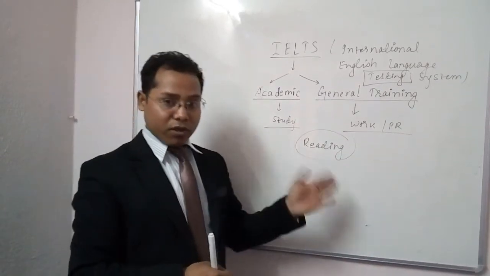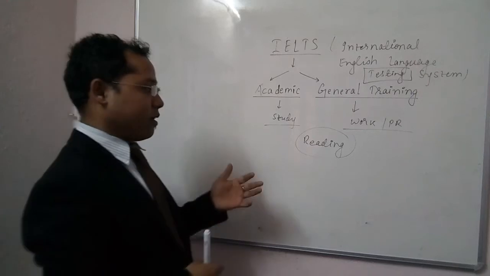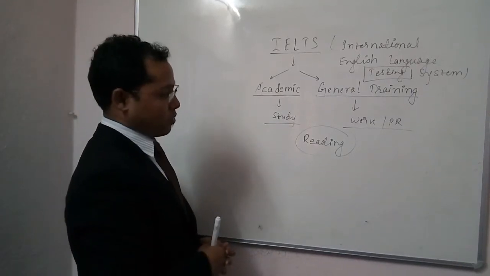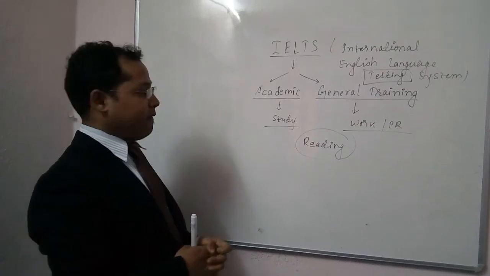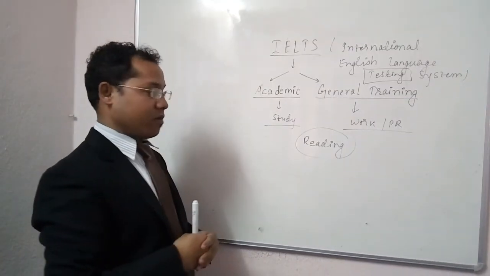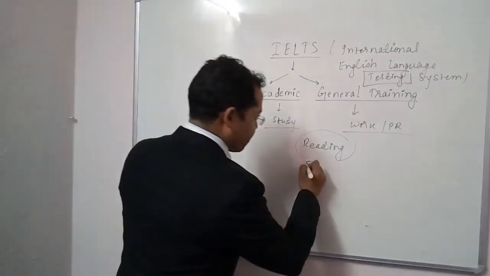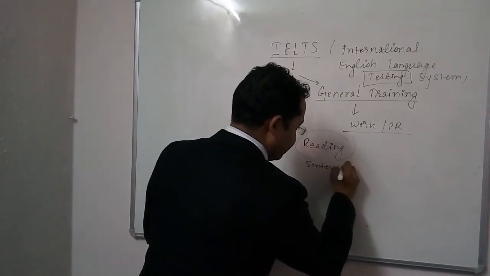So there are 40 questions in total we have in our test, and this is the most difficult section in IELTS. It's going to be very, very difficult. There are 6 to 7 different types of questions involved. I'll start with the sentence completion questions. That's the first one and the easiest one.